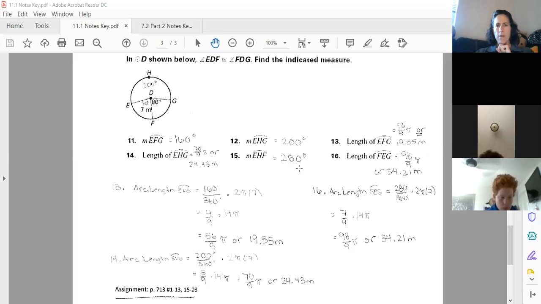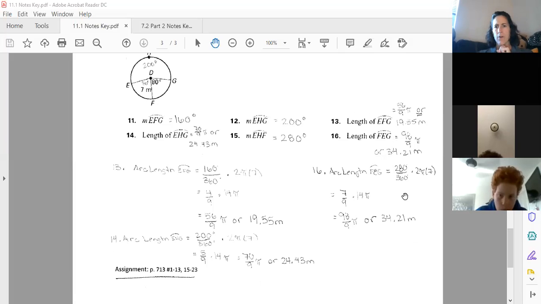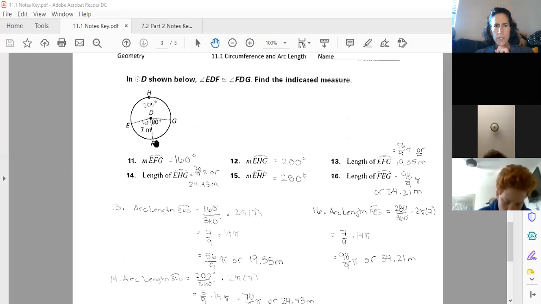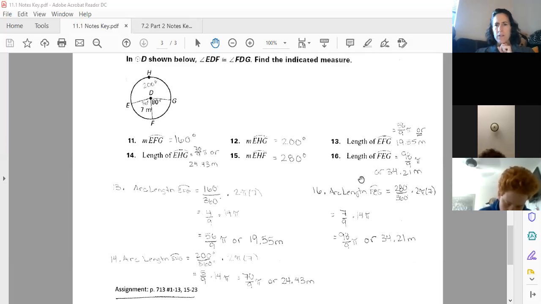Because I have that measure, I can actually, let's see, hold on. 16 actually doesn't involve that one. Does it? FEG? Well, FEG is the same measure. It's 280 as well. So to find the length of FEG, so FE all the way around, that whole arc length, I'm going to use 280 degrees divided by 360 times 2 pi times 7, since 7 is the radius. And then I just simplify, and I can either leave it as 98 over 9 pi or multiply it out and get 34.21.